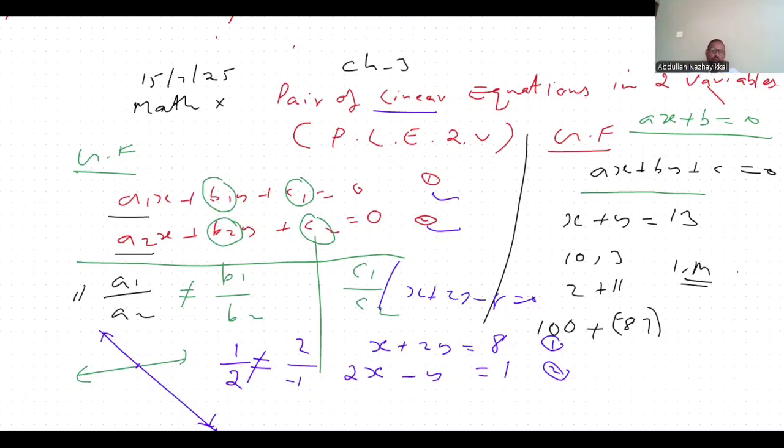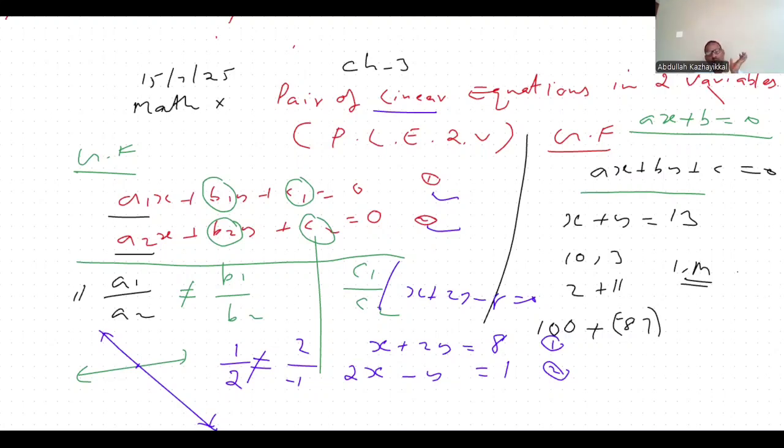So here A1 by A2 is not equal to B1 by B2. That is the first condition we have. Your textbook calls it the algebraic interpretation. That means we have exactly one solution, a unique solution. Now can you find out the solution? All of you please find the solution of x plus 2y is equal to 8 and 2x minus y is equal to 1.